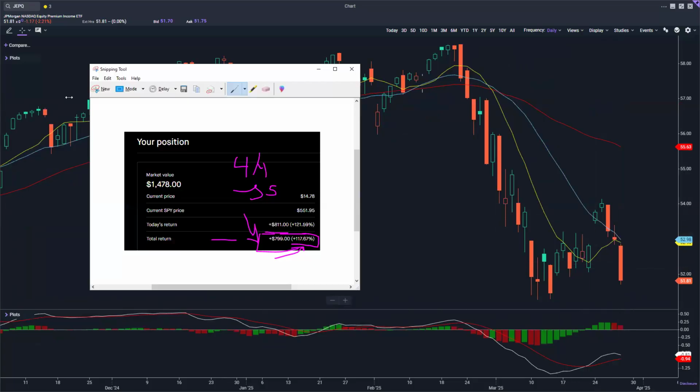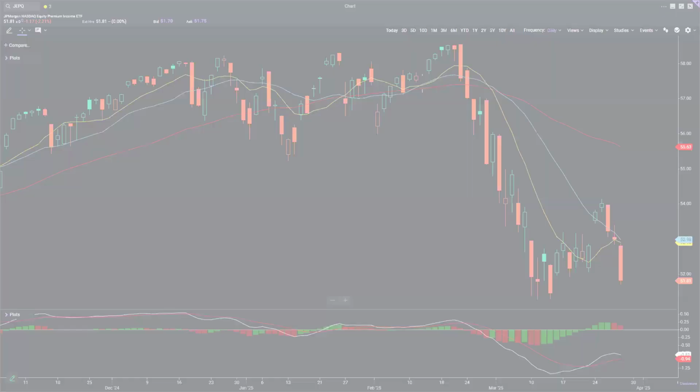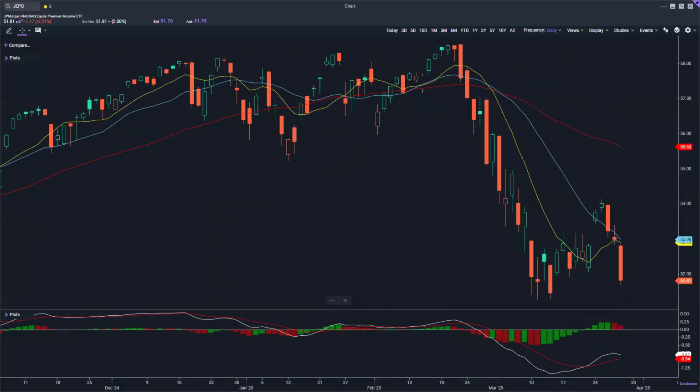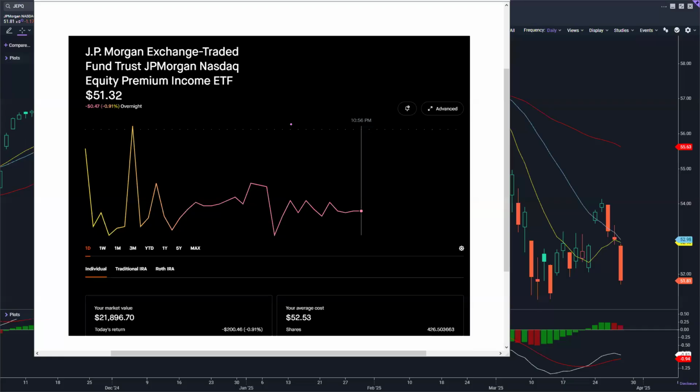Let's see, 52.53, my average cost basis. So let me bring that up. Here's my JEPQ. And this is just in the Robinhood investing account right here. 426 shares at 52.53, and that's the average cost basis.